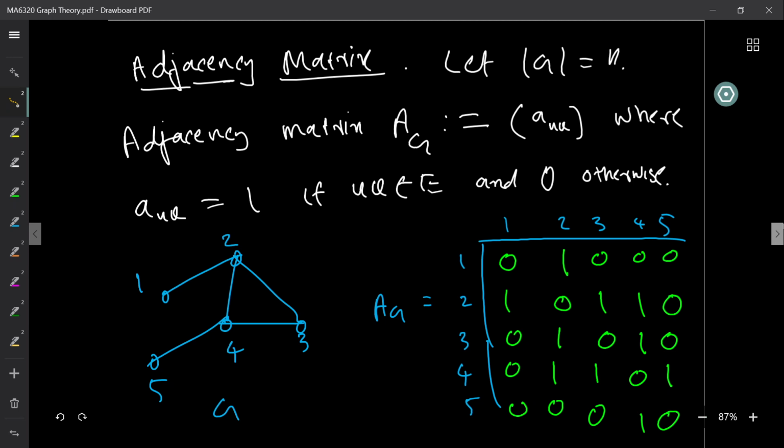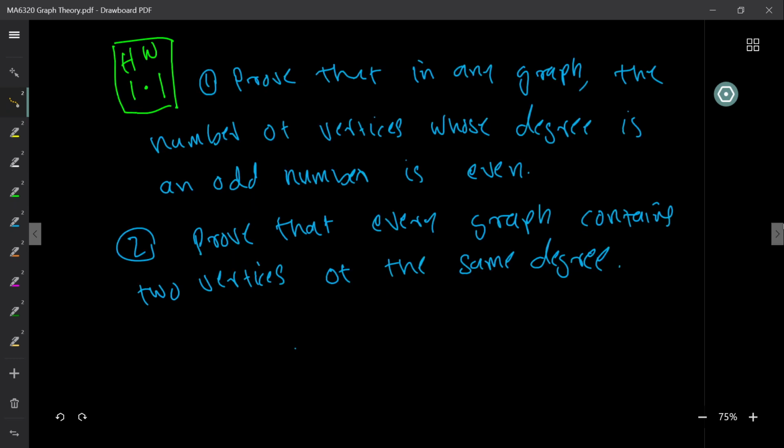Now, in the previous class, I did not give you any homework questions. So let me now give you a couple of questions that you can think about. Here is a question: prove that in any graph, the number of vertices whose degree is an odd number is always even. So the odd degree vertices will always be even in number. Then the second question is to prove that every graph contains two vertices of the same degree.